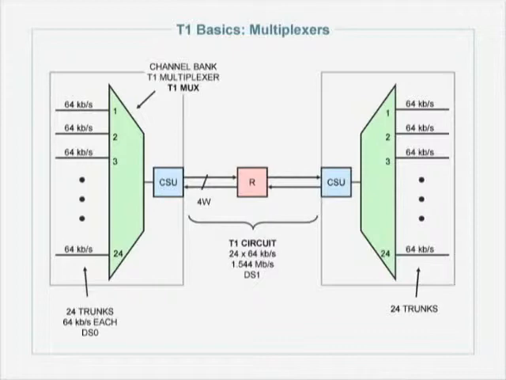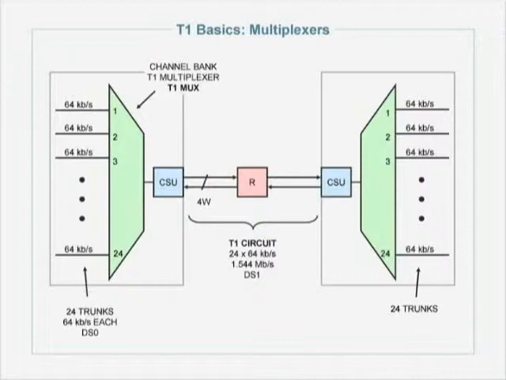So we'd be able to plug 24 circuits onto this multiplexer, and it would take the information off of them and combine it into a high-speed stream, 24 times 64 kilobits per second. And if you add a bit of overhead, it comes up to 1.544 megabits per second, which is the number of bits per second on a T1 system.